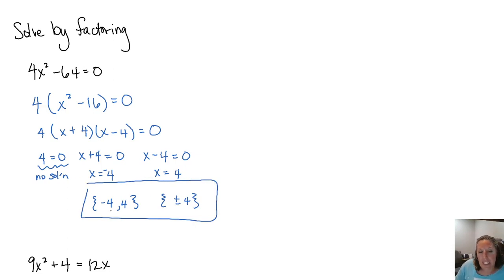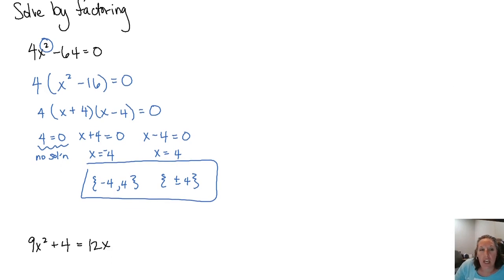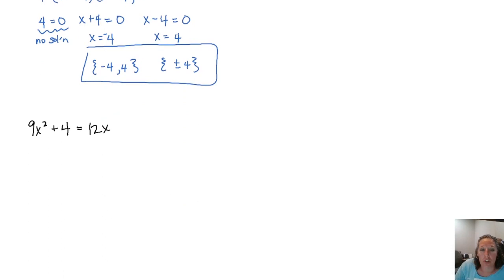You will always have the same number of solutions down here, if you count anything that's repeated, as the degree of your original function. So here we have plus 4, minus 4, so we've got 2 solutions, and our original function was a quadratic, and so that means we have 2 solutions.